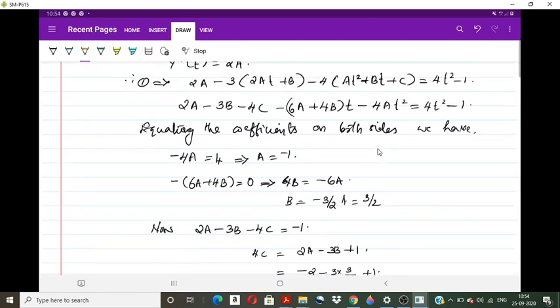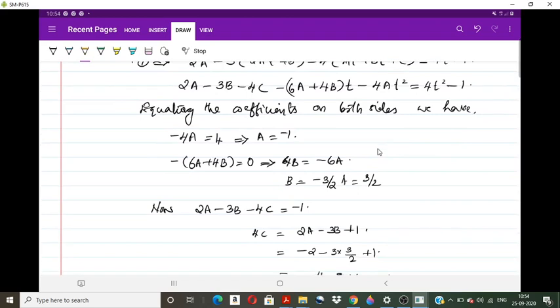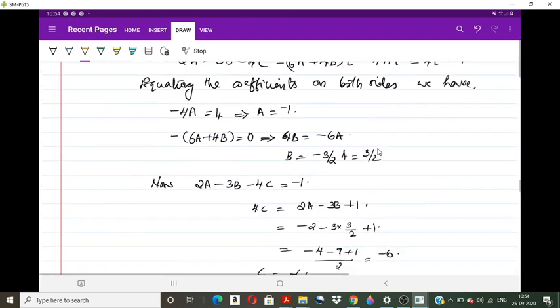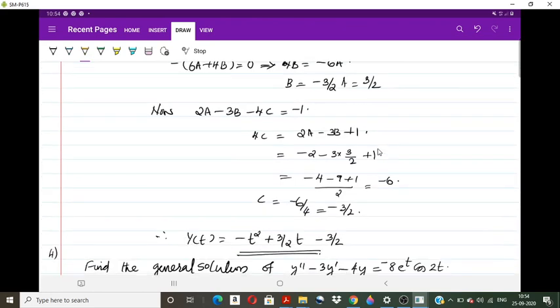Then equate the constant terms. In the right side the constant term is minus 1, and equate it with the left side, 2a minus 3b minus 4c. So we will get c as minus 3 by 2. Then the y of t is in this form: minus t square plus 3 by 2 t minus 3 by 2.